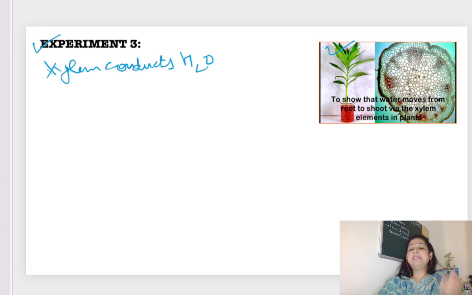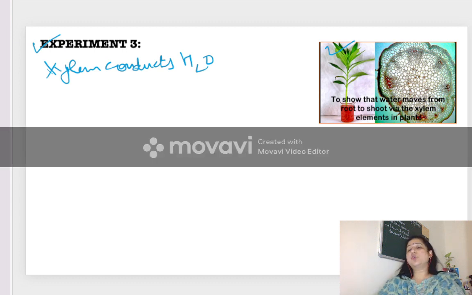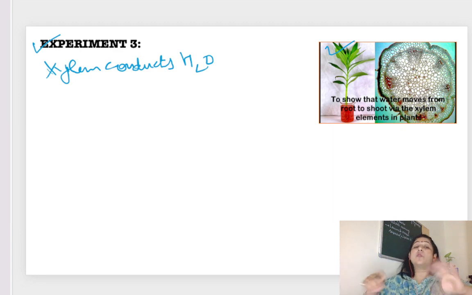Now after a day, what do you do? You remove that stick, cut it and see it under a microscope. You will see that the xylem portion, as you can see in this figure, has turned red. So this shows that xylem is responsible for conduction. And if you cut the stem, the center part is generally white, and here it will be red.